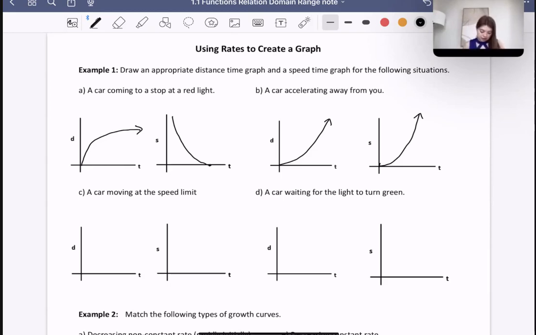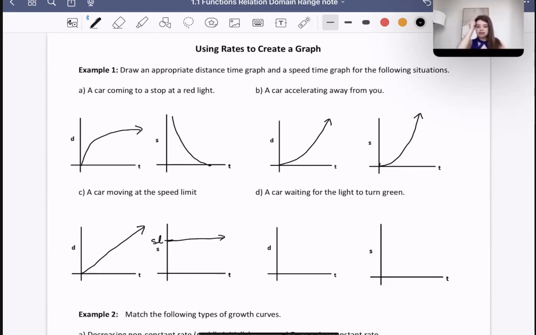C says a car moving at the speed limit. The speed limit is a very specific speed, so they're just traveling at a constant rate the entire time. So the distance versus time would be a straight line. And the speed versus time, whatever the speed limit is, they're just going to travel at the speed limit. Their speed stays the same the entire time. They're not slowing down, they're not speeding up, they're just staying put in terms of speed.